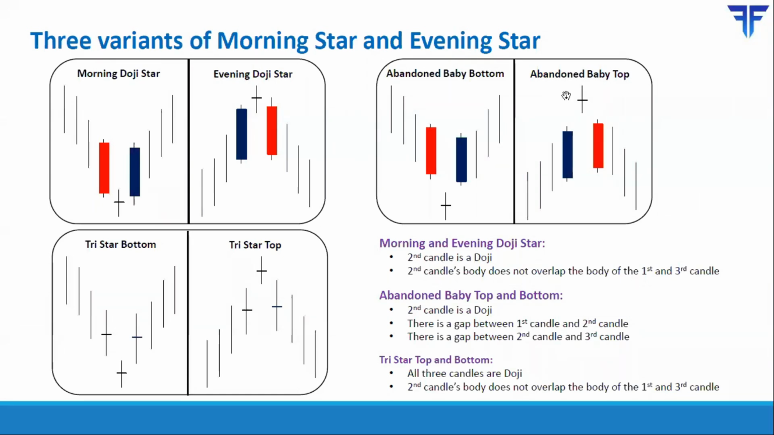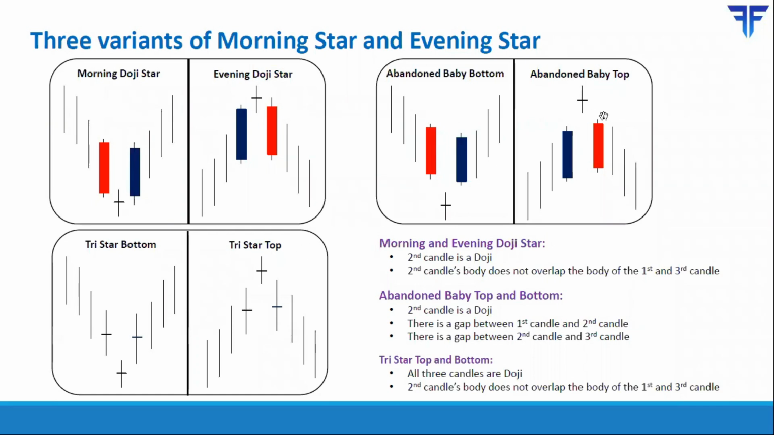The next variant of morning and evening star is something that's known as abandoned baby bottom and abandoned baby top. This is very similar to the morning and evening doji star. The only difference is that the second candle is a gap down candle. So as you can see, there is a gap between the low of the first candle and the high of the second candle, as well as between the high of the second candle and the low of the third candle. So this gap is what separates a morning doji star from an abandoned baby bottom.